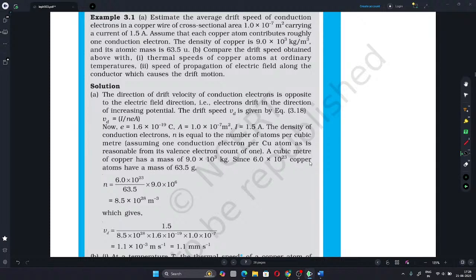They did not give the electron density, but they gave that each copper atom contributes a single electron and they gave the density of copper. So we know that the small n value is equal to capital N by V. From the density we can find the total number of electrons and divide it by the volume of the conductor, where density is mass by volume.